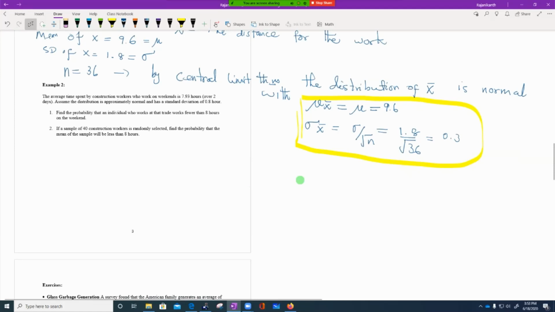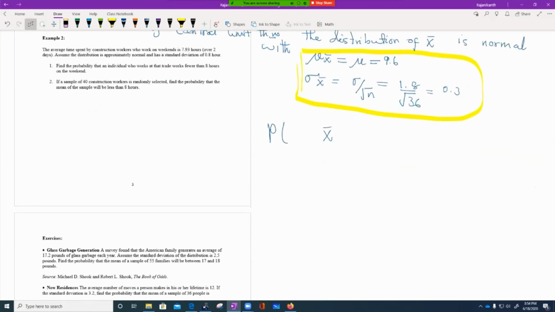What was the question? The question is finding the probability of x bar between 9 and 10. Since x bar is normally distributed, you could now use the normal distribution curve. So if you draw the picture for this problem, this is my normal distributed curve. But remember, my variable is now x bar. They are talking about x bar. Then what is the central point of my x bar? That is my mu x bar. We found that. That is 9.6.